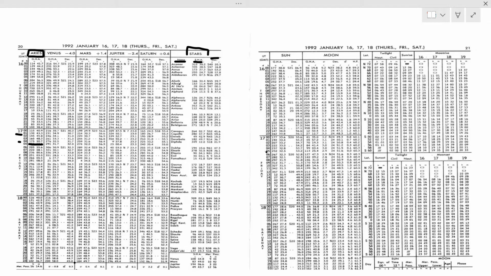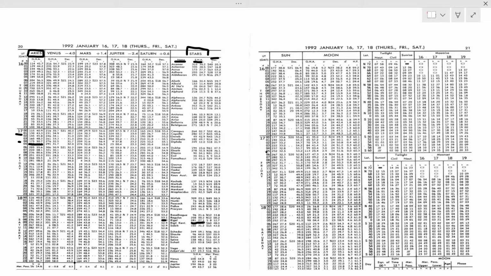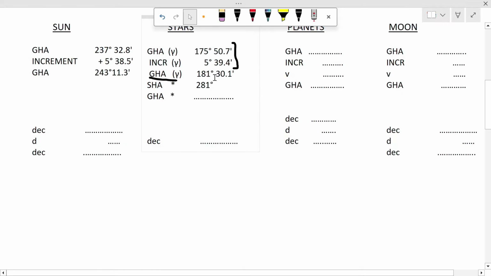So you have to select the name of the star for which you are finding the GHA. Select the star which is given as per the question. Now, for example, we are taking Regulus, which is here. So the GHA is 281 degrees 27.1 minutes.